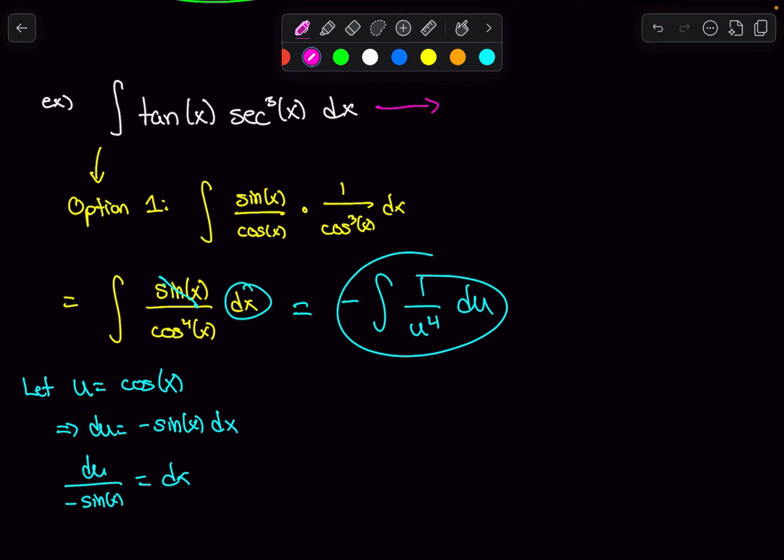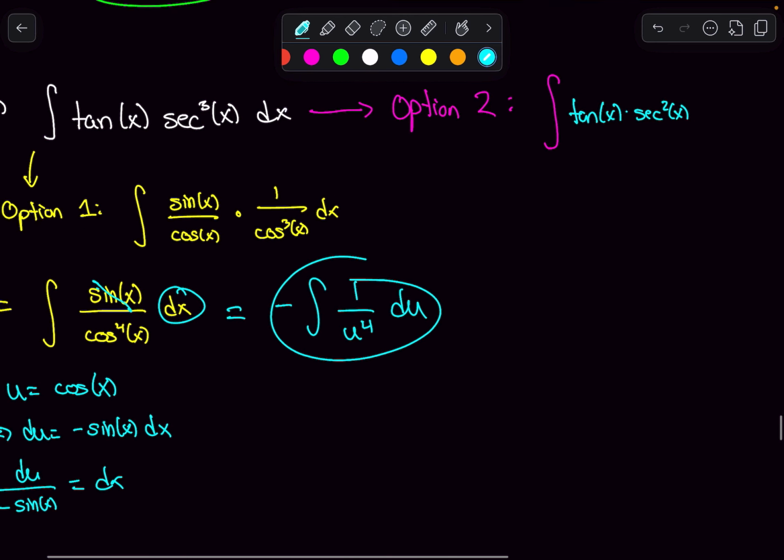Another example, or not another example, maybe option 2, I don't know. So I know for a fact, let's see, what are some things I might try? Since if I have tangent of x, its derivative is secant squared of x. So maybe I could try writing it like this, okay? Now, will this help us?